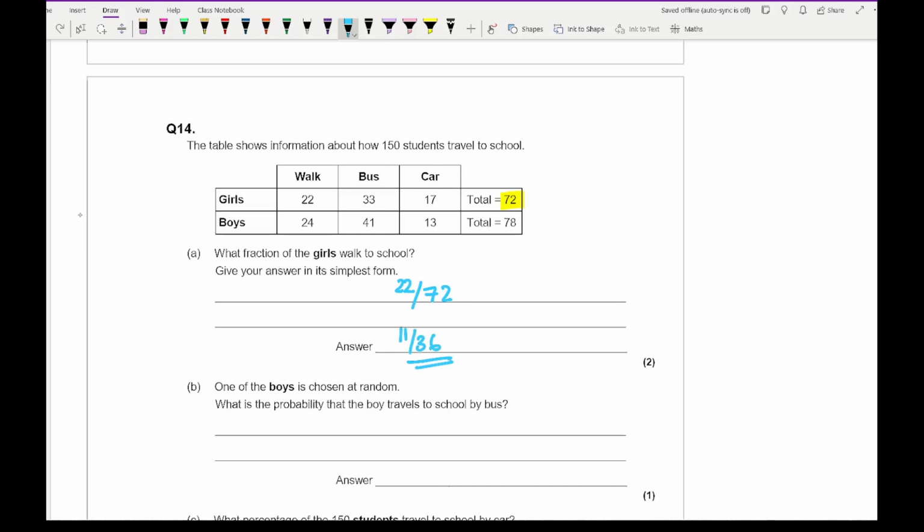Then it says one of the boys is chosen at random. So I'm looking at one of 78.